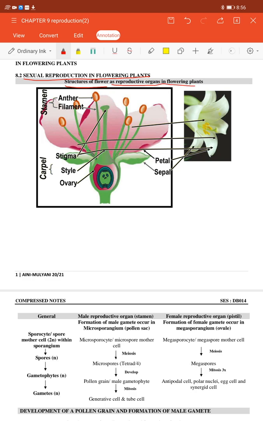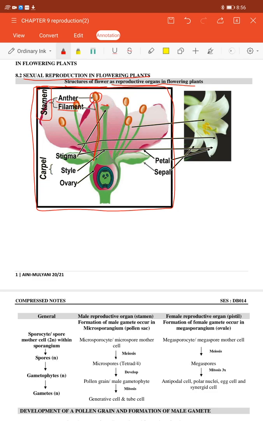So here is a structure of a flower, with both male and female reproductive organs in one flower. Here is the male reproductive structure, which we call the stamen, and it consists of anther and filament. So here is the anther and here is the filament. Bear in mind that the stamen must be a bit taller than the female reproductive organs.